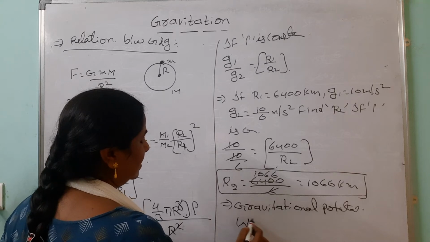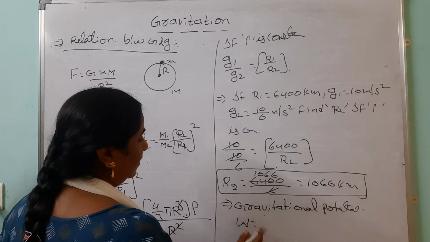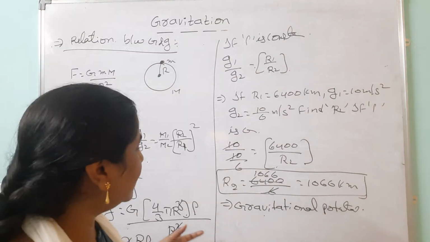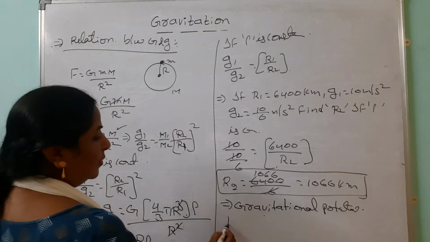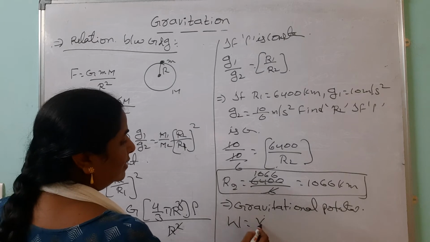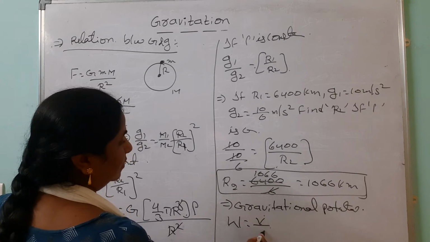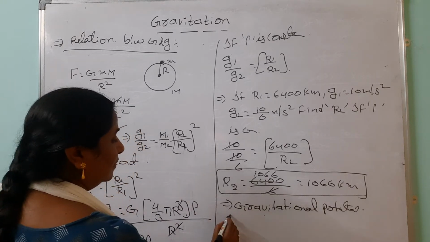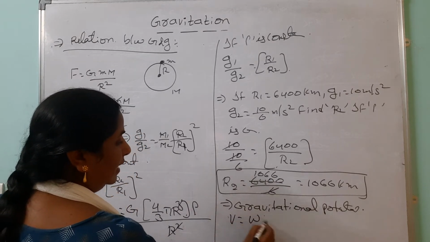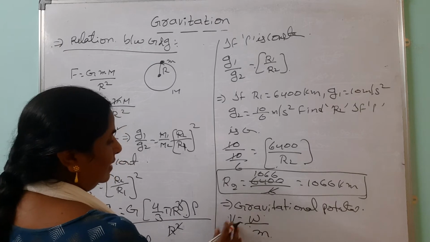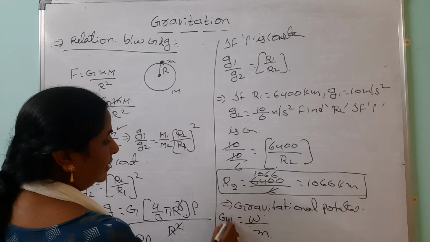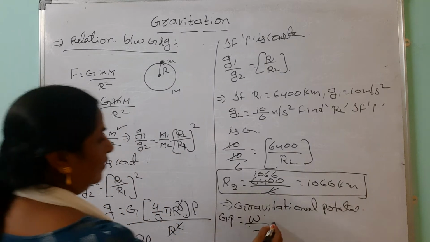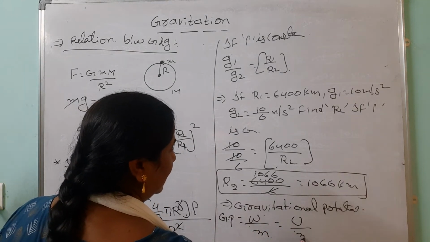force times distance. Generally in the case of potential, as in electric potential, we take V equals W by Q. In the case of gravitation also, V equals W by Q, so here instead of Q we are taking m. This is the gravitational potential. This is nothing but work done. We should write it. This is potential energy also.